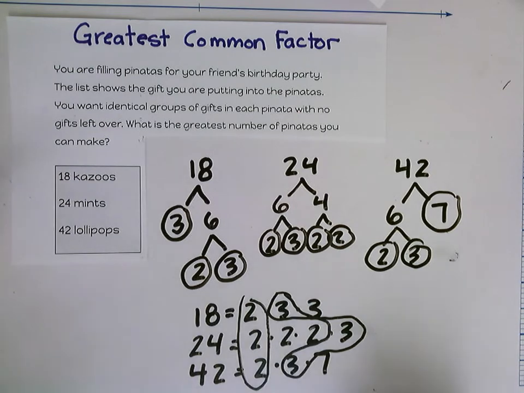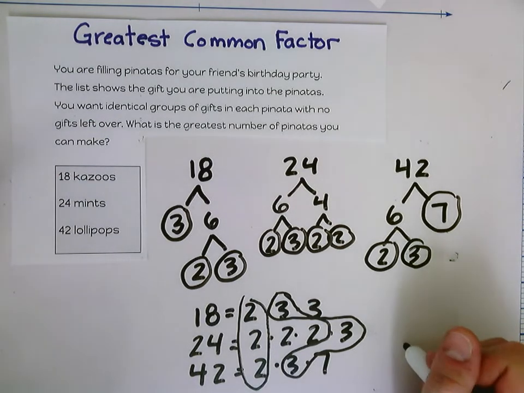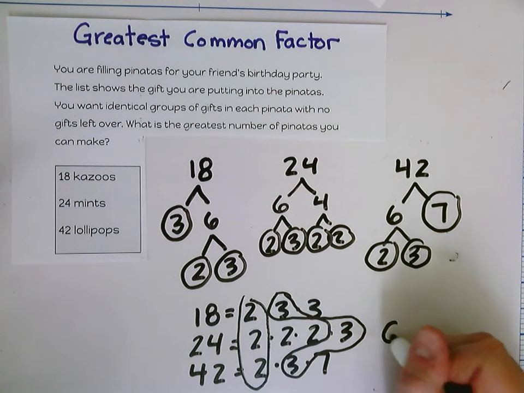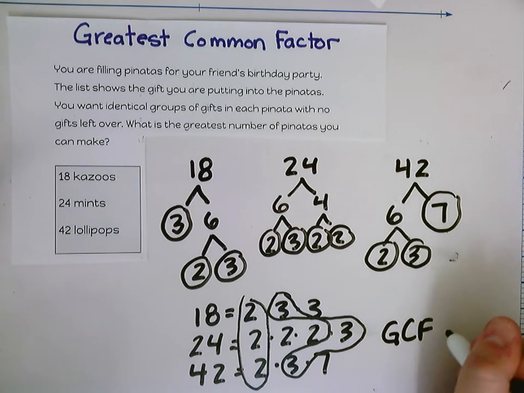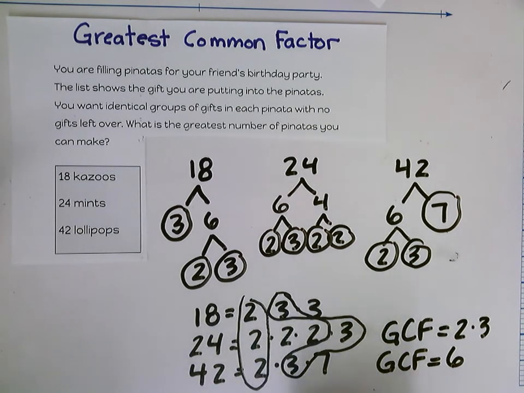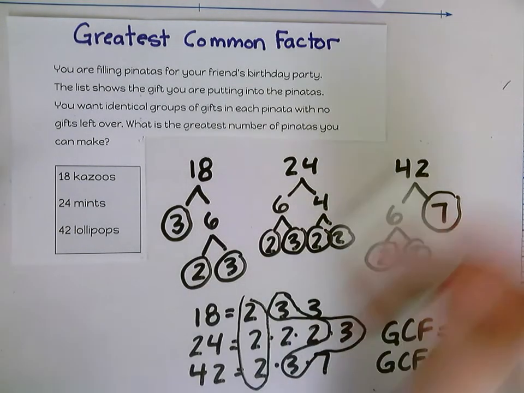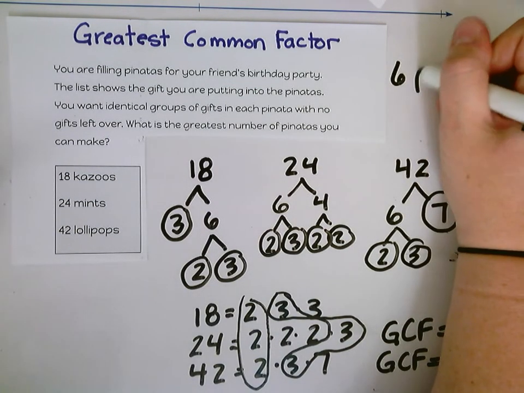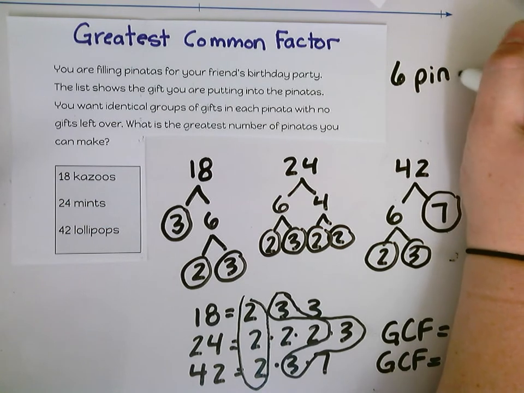So together, the greatest common factor is 2 times 3. So our greatest common factor here is 6. So we can fill 6 piñatas. We can fill 6, I'm going to put it up here, 6 piñatas.